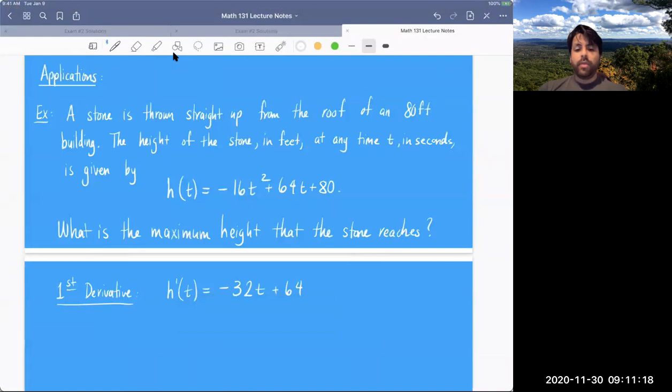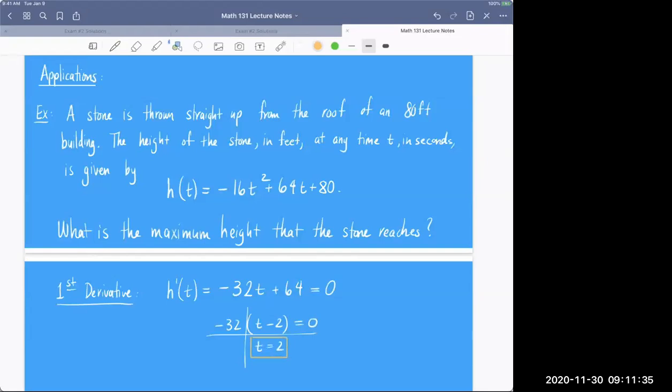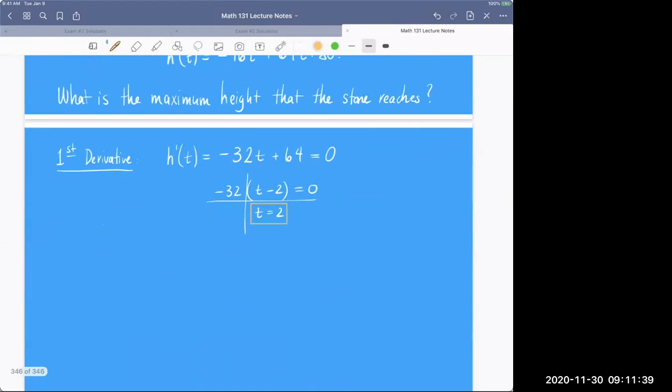Set it equal to 0. If I set it equal to 0, I solve for t and I get what? I get negative 32, factor out, I get t minus 2 equals 0. So then what do I say? t equals 2 is a what? Maximum height. A critical number. The critical number indicates what?